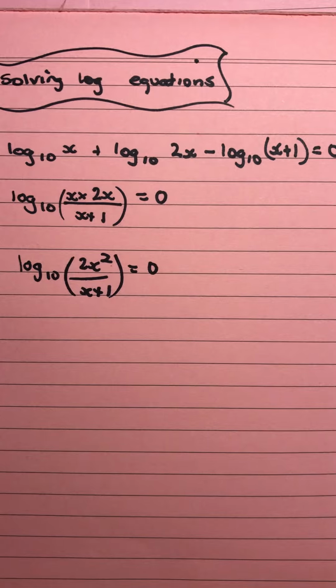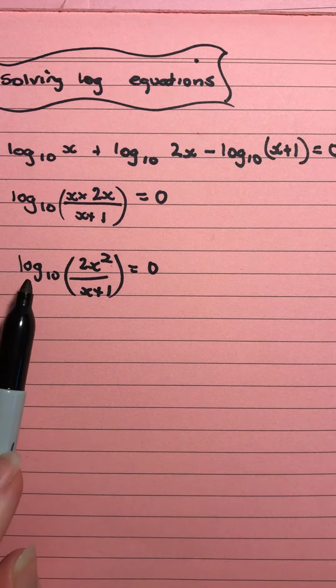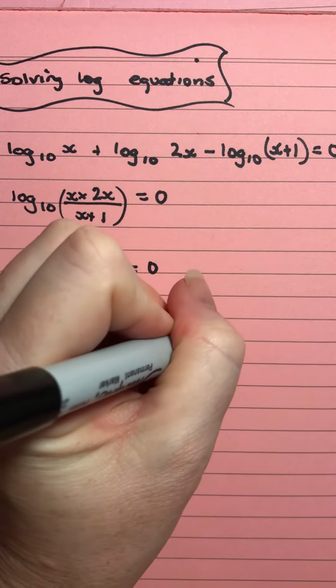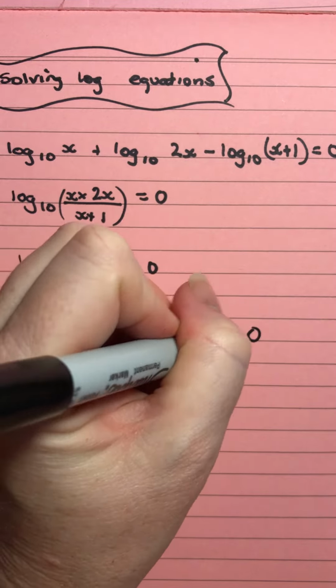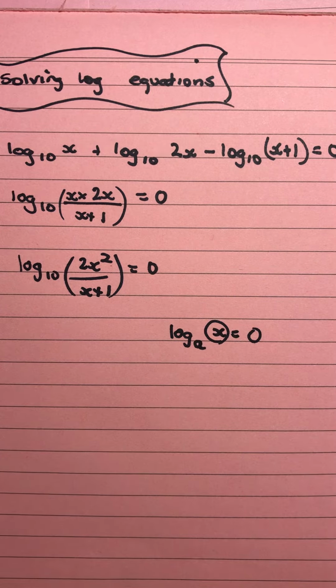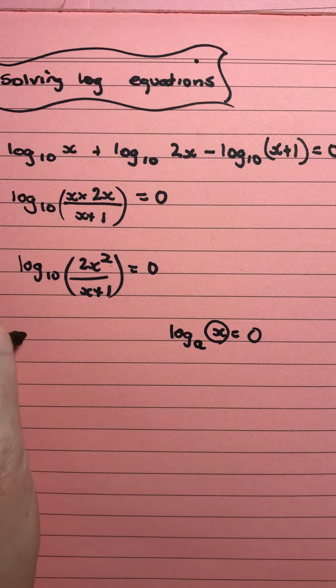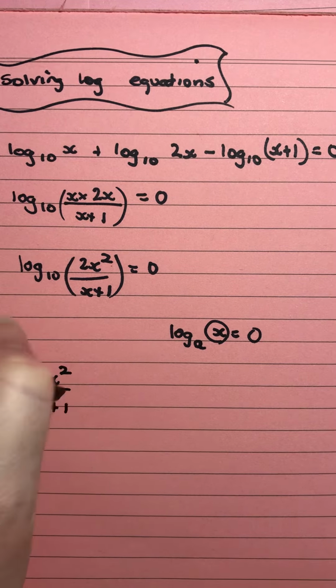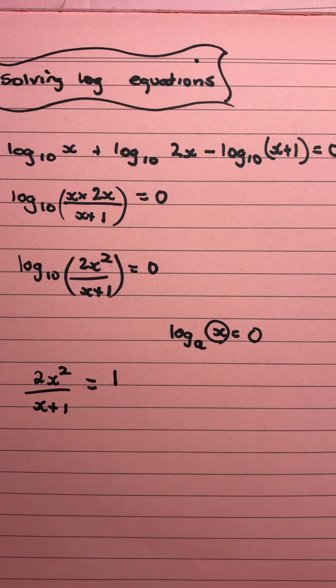The next thing that we need to use is the fact that if we've got log a of x equals 0, then this x must be equal to 1, because anything to the power of 0 is equal to 1. So that means we can then say that 2x squared on x plus 1 is equal to 1. Now we can go about solving that.